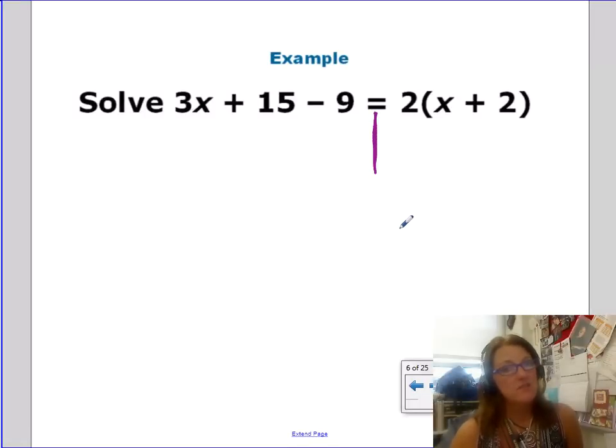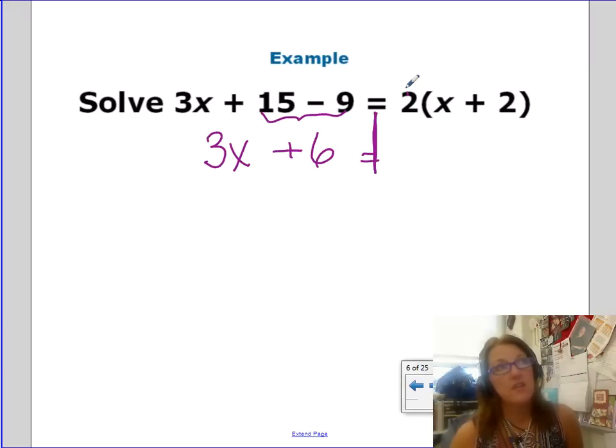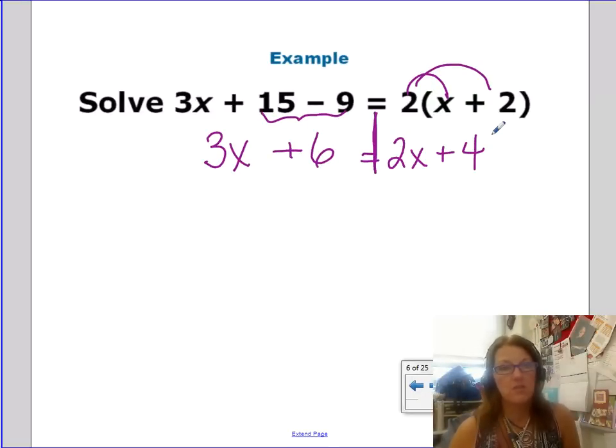And now, before we start annihilating anything on either side, I want you to take a look at this left-hand side. You can combine like terms here. That positive 15 and a minus 9 can combine into simply 6. On this side of the equal sign, you need to distribute so that you can get at the terms inside the parentheses. And when you distribute, you just kind of break out and get rid of the parentheses. All right, now we get to this stage.